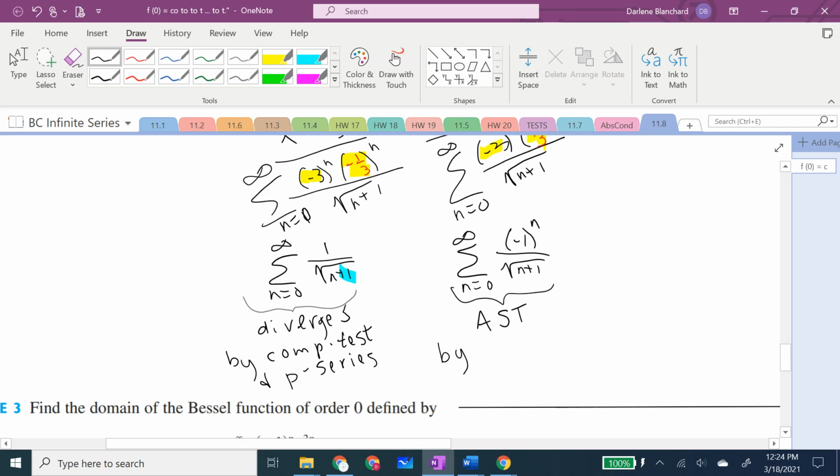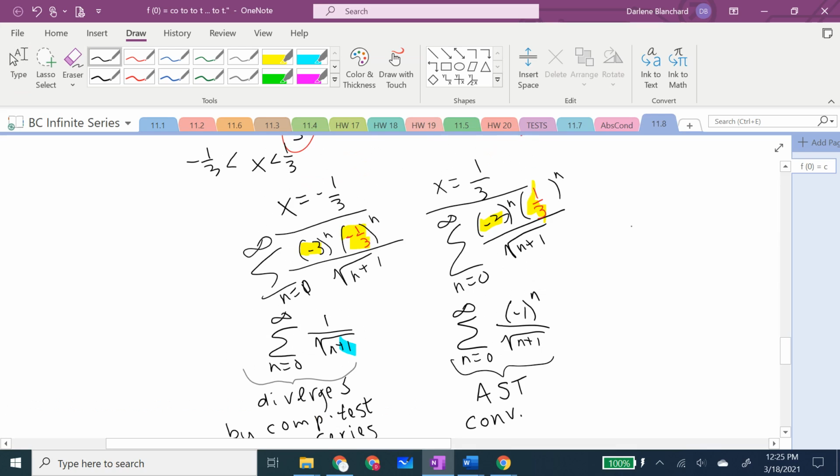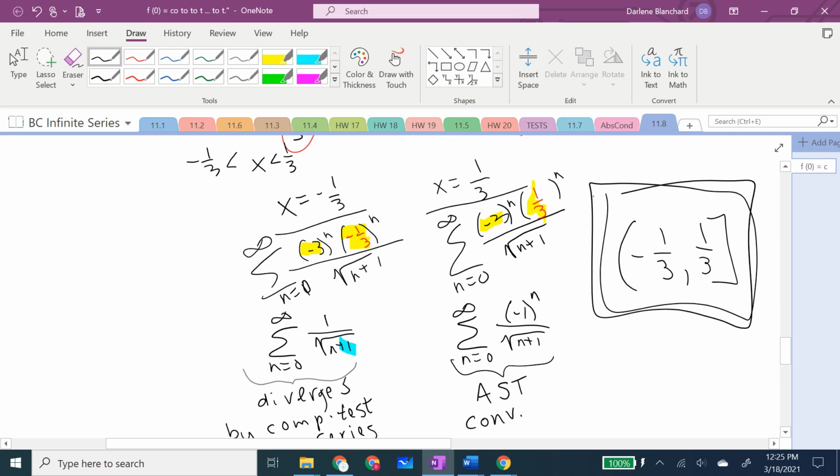Wait, what did I, oh, alternating series test, converge. And that's all you have to say. And then you can just respond to, this is my interval of convergence. It is, what numbers am I using? I totally, and there we go.